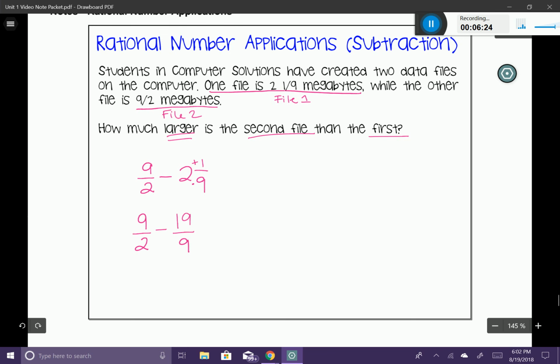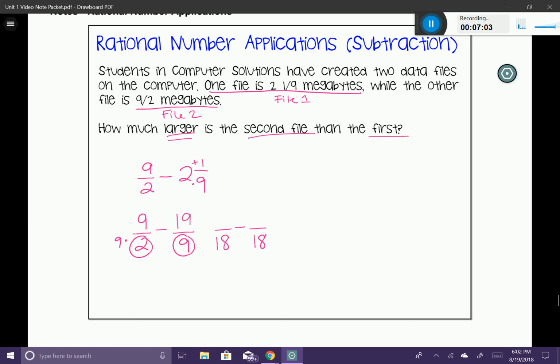Okay, now I need a common denominator for 2 and 9, because that's how we subtract rational numbers. So looking at these two denominators, I can see that 2 does not go into 9 evenly, so I'm actually going to have to go a little bit bigger than 9. Our common denominator in this case is going to be 18. So let's look at the 2. The 2 got to 18 by multiplying it by 9, because 2 times 9 is 18.